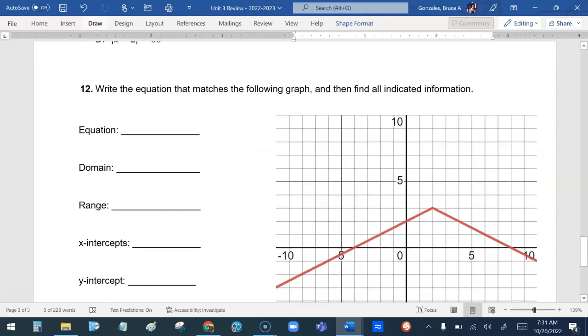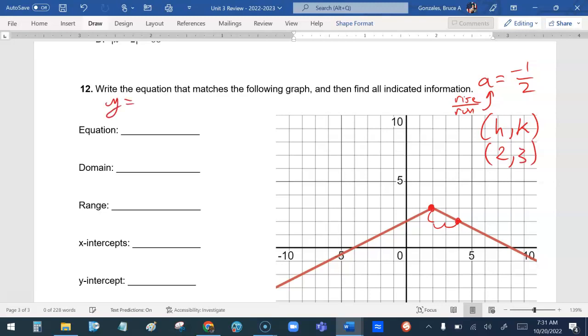Now, number 2, write the equation that matches the following graph. There are 3 things I need to know before I can do this, okay? a, h, and k. So my a value, if I pick the vertex and then the next point on the grid, I'm going to count the rise over run, okay? So it goes down 1, right 2. It's negative 1 over 2, okay? And then h and k, this point right here is 2, 3. So I got my vertex. So I can write my equation. Remember, the equation is y equals a times the absolute value of x minus h, plus k. So y equals, my a we said is negative 1/2, absolute value of x. h is a liar, the opposite of positive 2, so minus 2. And then my k value, plus 3.